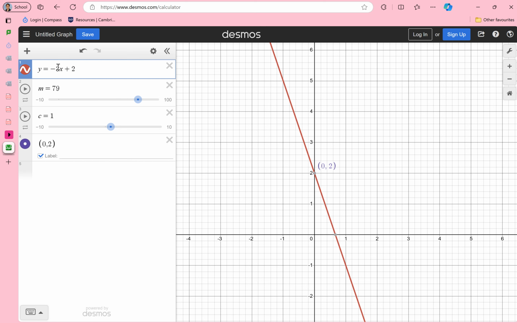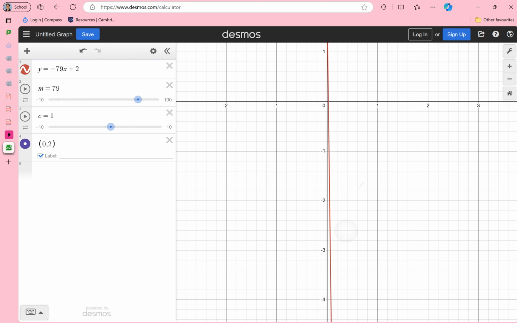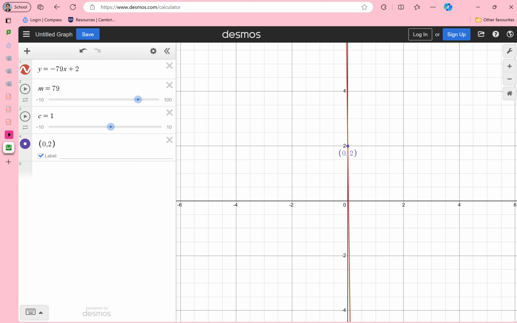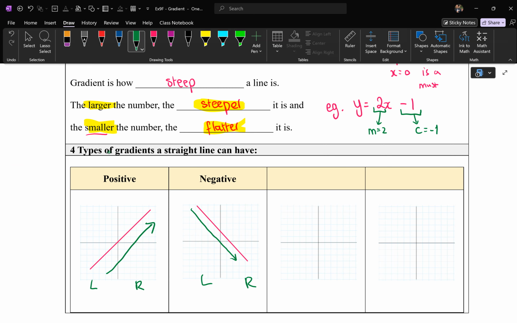So m, the gradient, tells you that it either goes down, so it's a negative gradient, or it is a positive gradient. And you can still have a negative steep line. For example, if I had negative 99 or 79, can you see how it's very steep, but it's a negative line. From left to right, it's going down. All I did was change the number m. So the number in front of x, if it's negative, goes down very steeply. The negative just flips the direction, but the larger the number, the steeper it is, and the smaller the number, the flatter it is. That's all you need to take, okay?